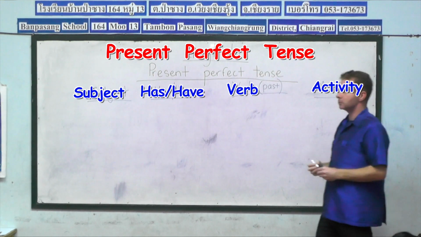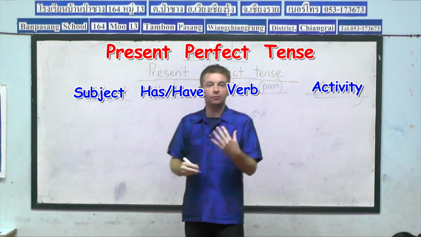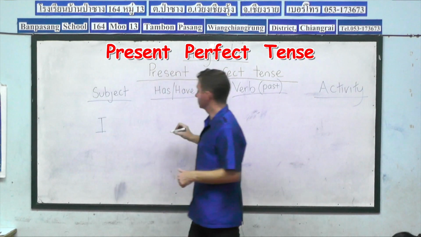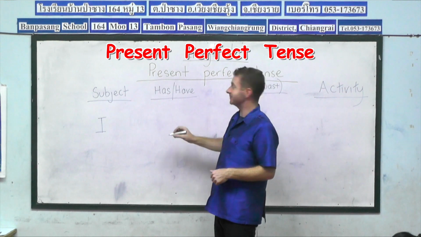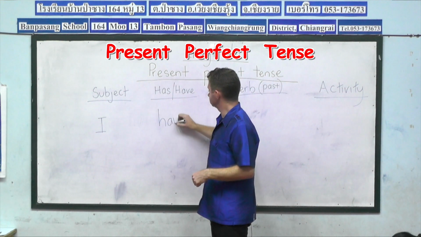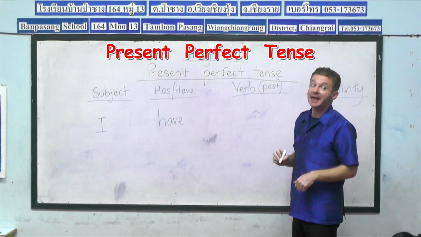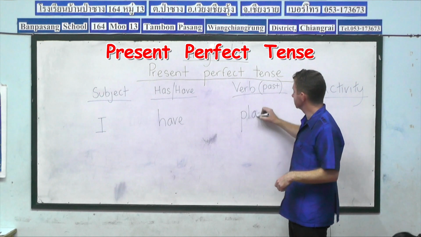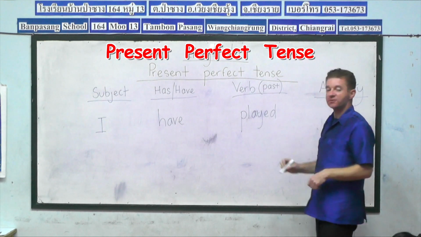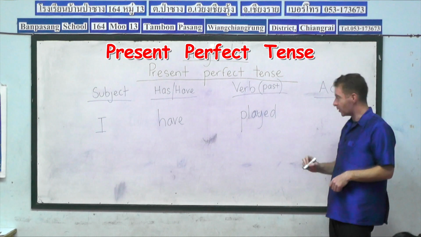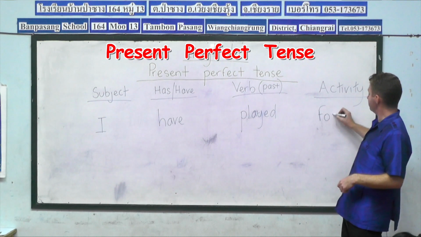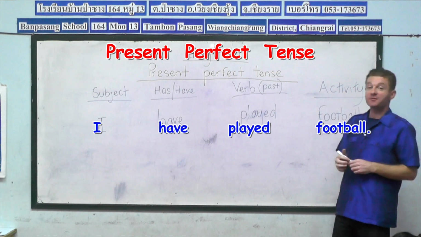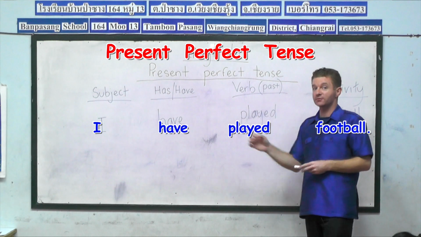So for example, I'll talk about myself. I. Has or have? I have. And I don't say play, what will I say? Played, yes, the past tense. And what's the activity? What have I played? Football, okay. F-O-O-T-B-A-L-L.